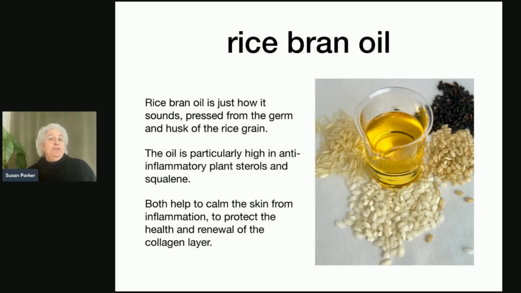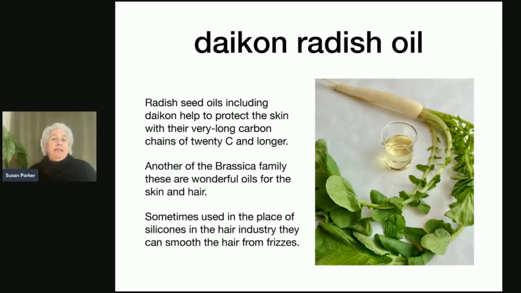Rice bran oil is just how it sounds. It's pressed from the germ and the husk of the rice grain, the whole grain. That's brown rice. And when it's refined to make white rice, they can repurpose all that husk and germ and bran into making oil. The oil is particularly high in anti-inflammatory plant sterols and squalene. Both help to calm the skin from inflammation and protect the health and renewal of the collagen layer in the dermis. So it's a wonderful oil for the skin.